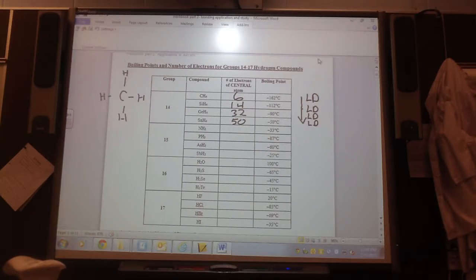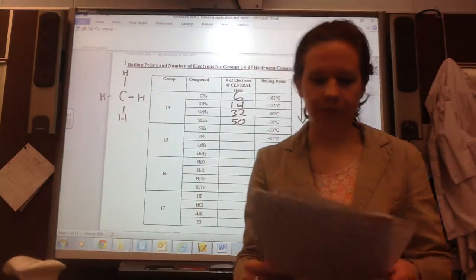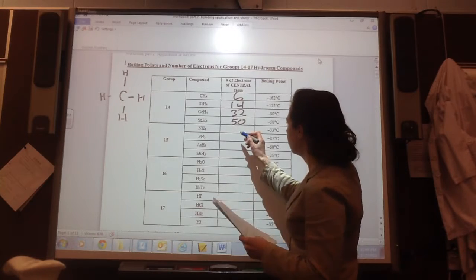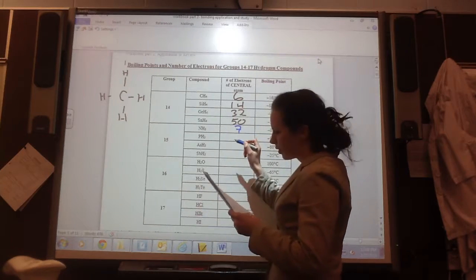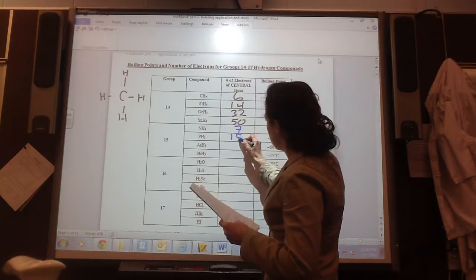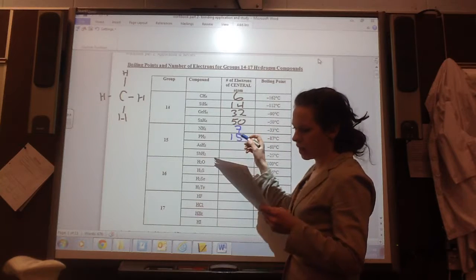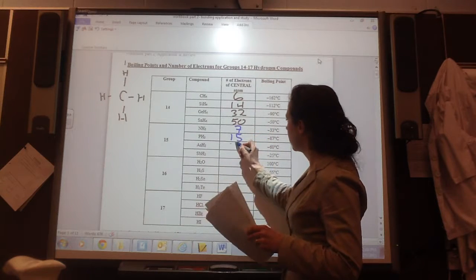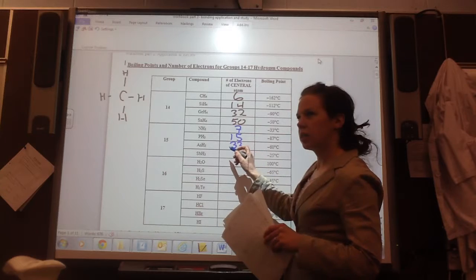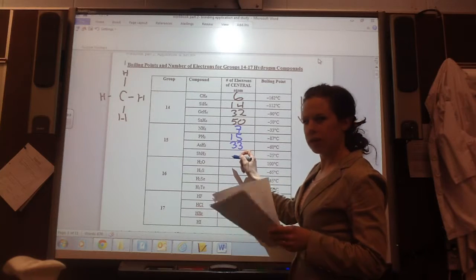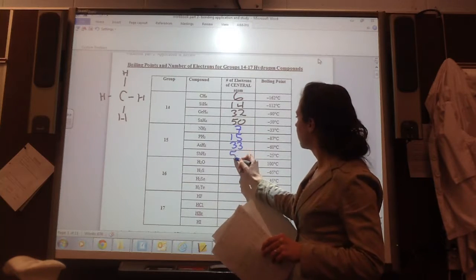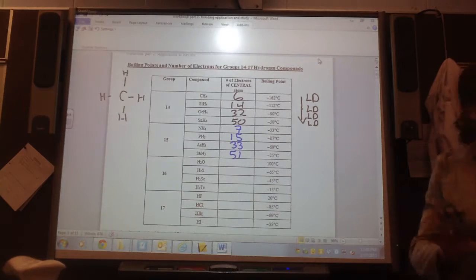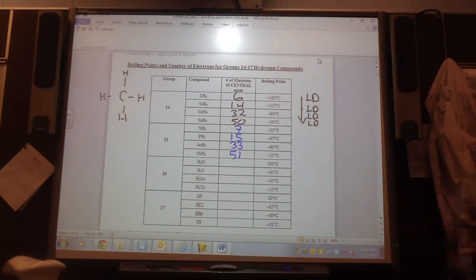Okay, so nitrogen, how many electrons? 7. Phosphorus? Arsenic has 33, and antimony, I think is Sb, right? Okay. All right, so now let's label again which intermolecular forces each one has, because that kind of helps.